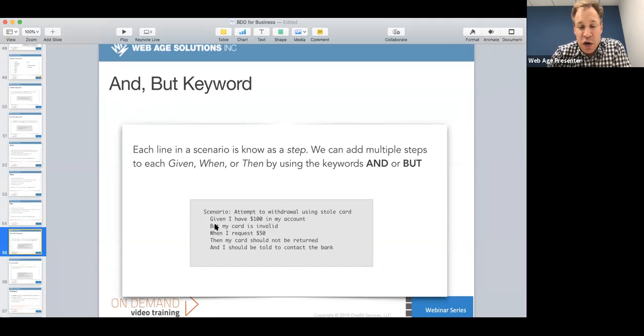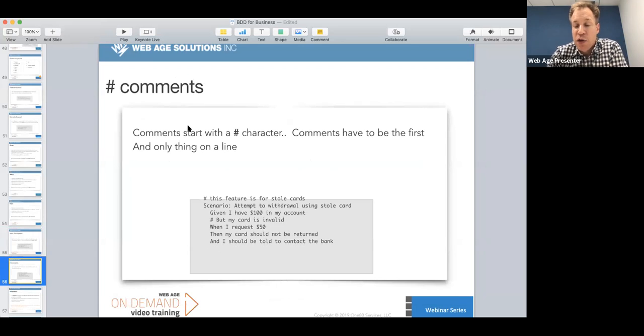So you can see here, a given and a when have to be out front. Given, when, then have to be the first sentence of a test. And you could start with a but or an and, which is a way of clarifying the given statement or adding additional criteria to a given, when, or then statement. They can be used across all three. You can put comments in your Gherkin statements by starting each line with a hashtag or a pound symbol.